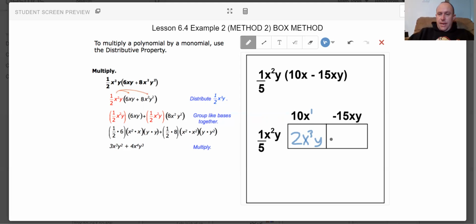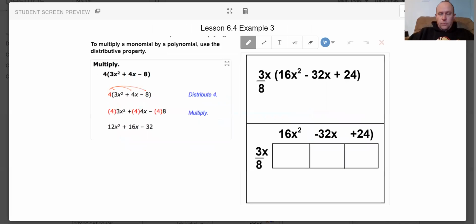So 1/5 times -15 is -3. X squared times by x. Once again, this has an exponent of 1 if I need that. 2 add 1 gives me 3. And then y times y. If I'm multiplying something by itself, remember that means I'm squaring the thing. So this is y squared. But you could also put the 1s in for these as well. And 1 plus 1 gives you 2 as well. So it's however you think about it.